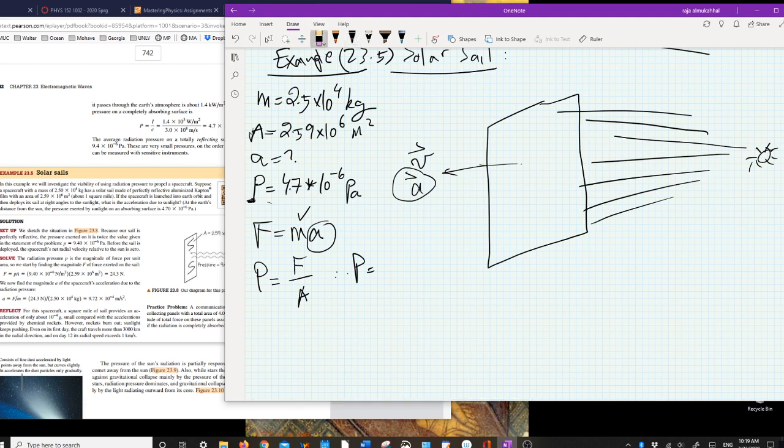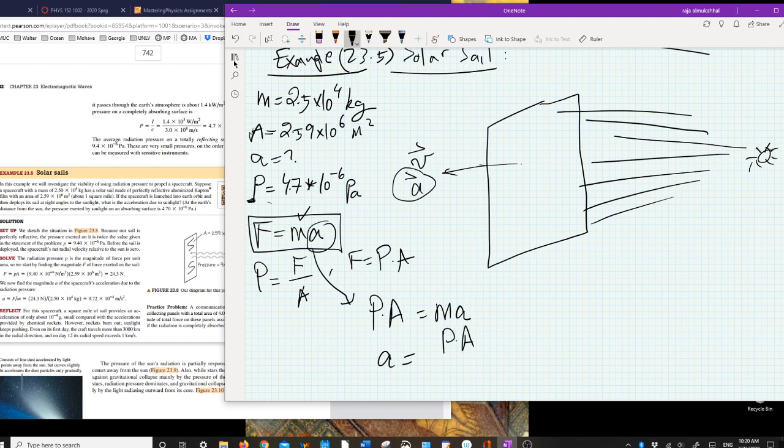So in this case, the force is pressure times area. Now I go back to this equation right here. So plug in PA here. So it's going to be P times A equals ma. So therefore a is equal to P times A over m. And guess what? I'm done. It's really that simple. I have everything.